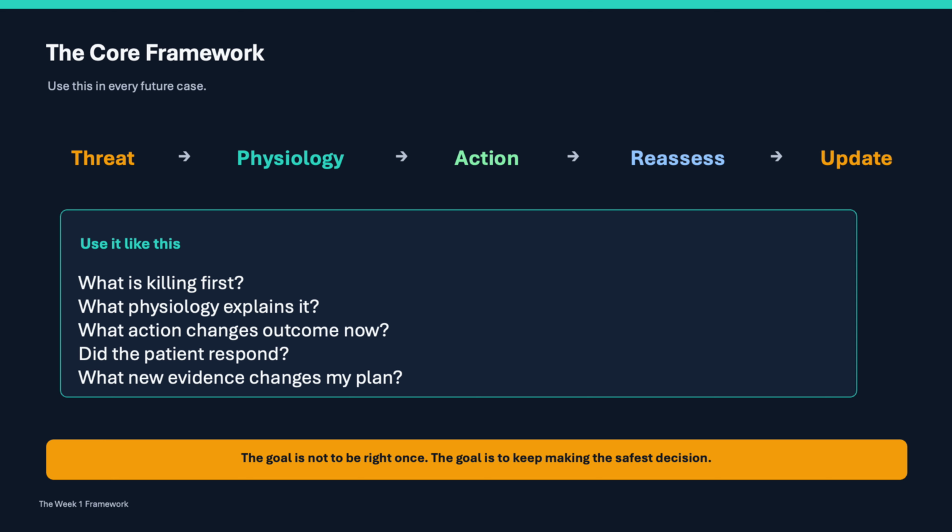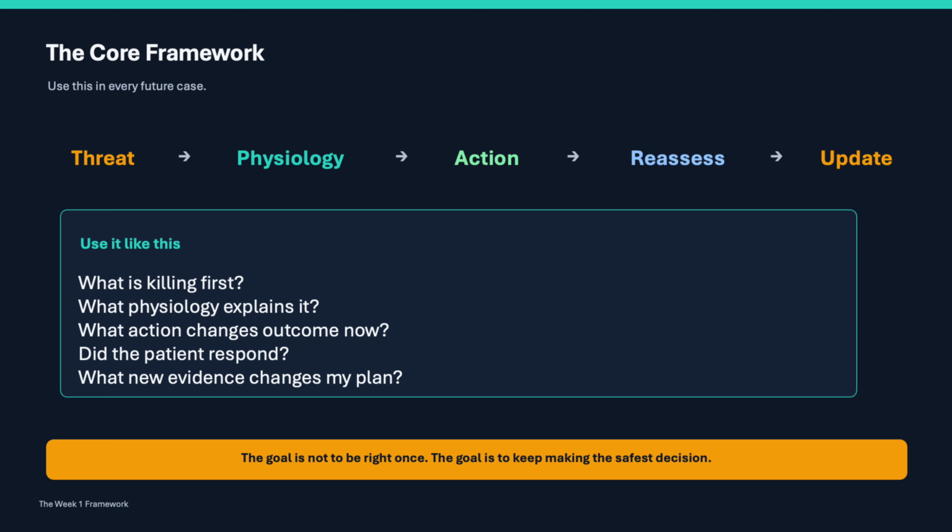Did the blood pressure improve? Did the potassium fall? Did perfusion recover? Did the abdominal examination change? Did the echocardiogram reveal something new? The fifth step is update. Does the original diagnosis still explain everything? Has a new complication appeared? Has the dominant physiology changed? And does the treatment plan now need to change?